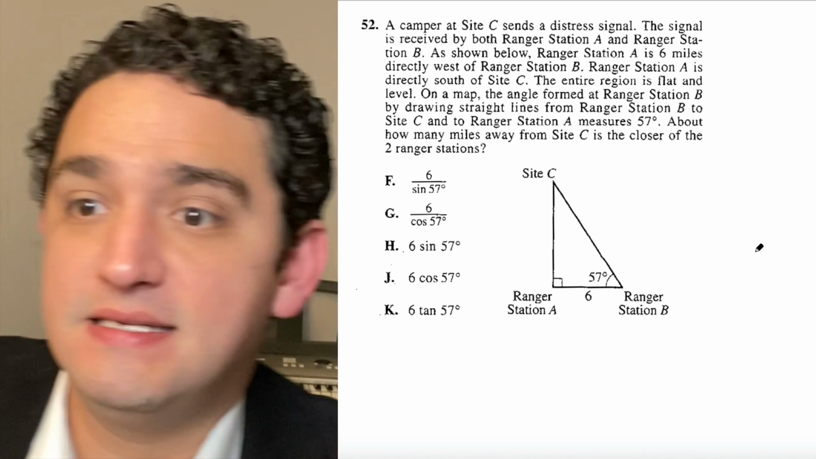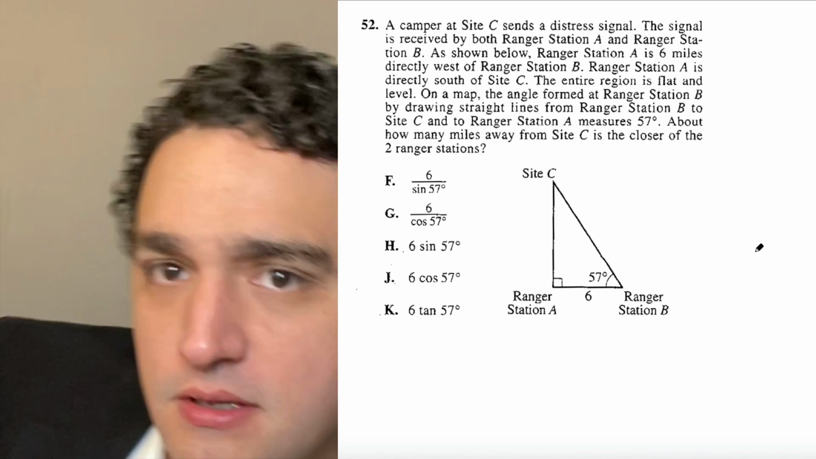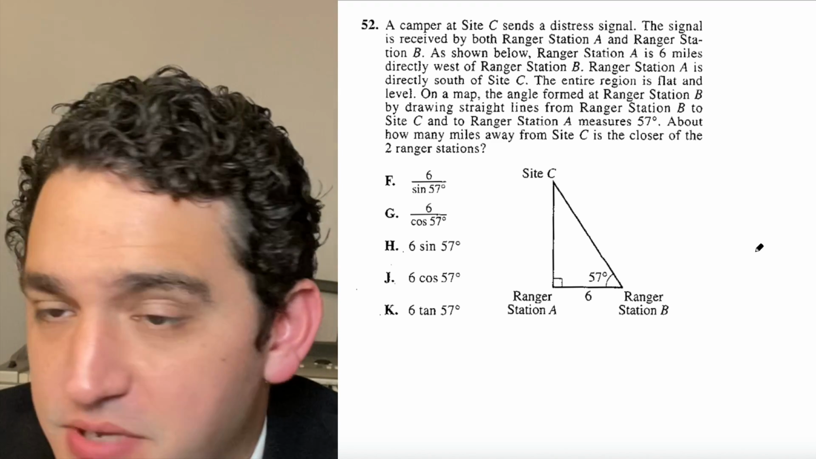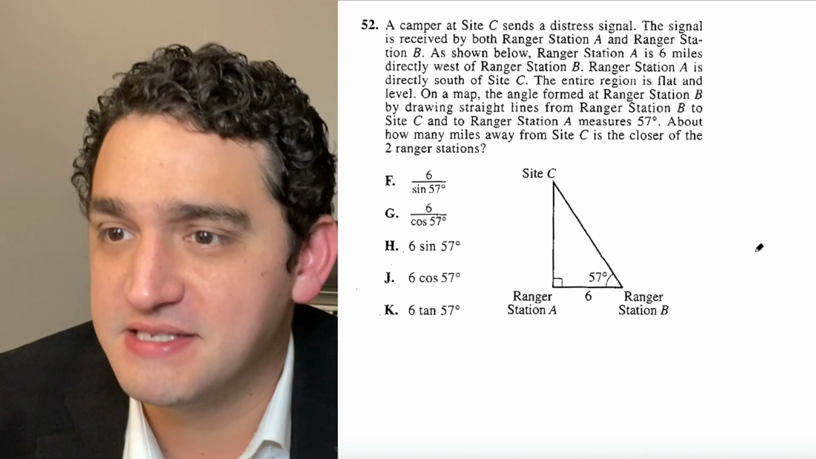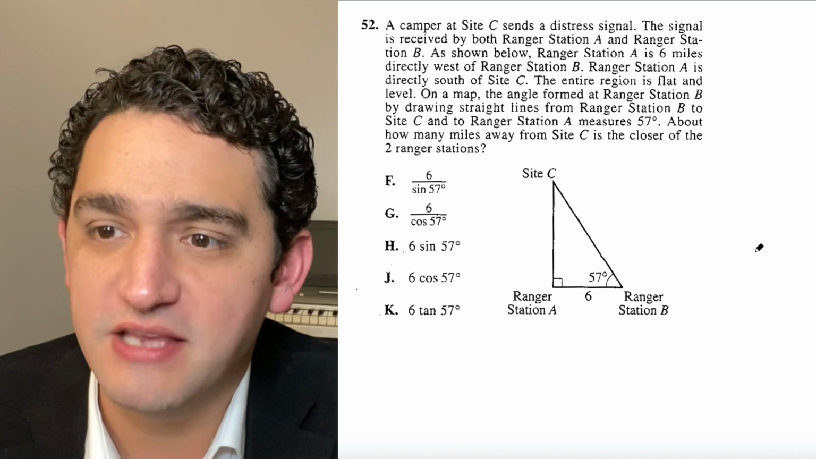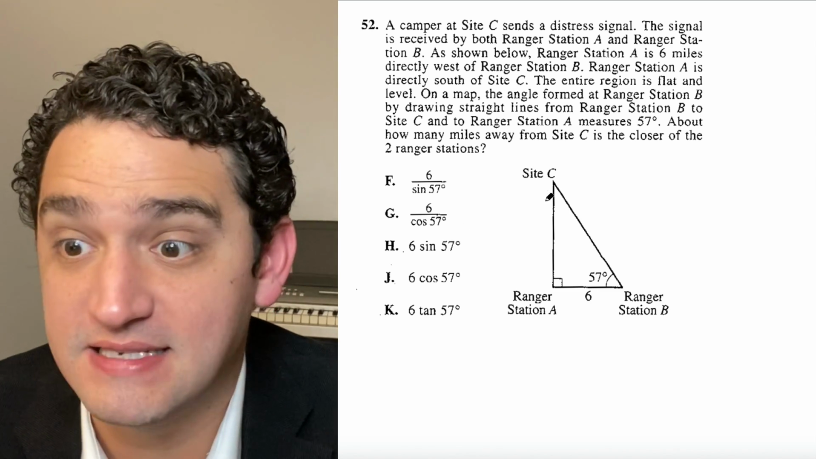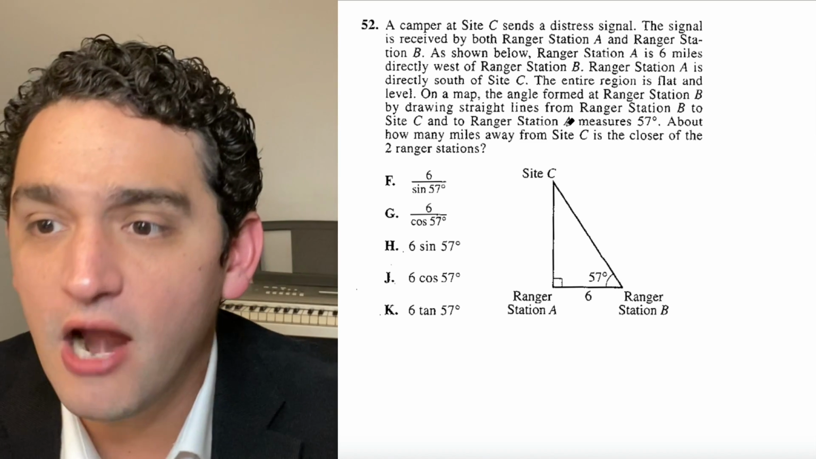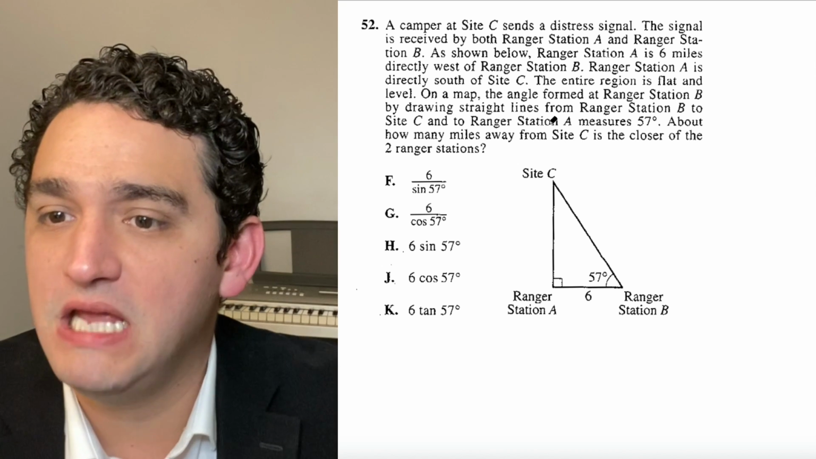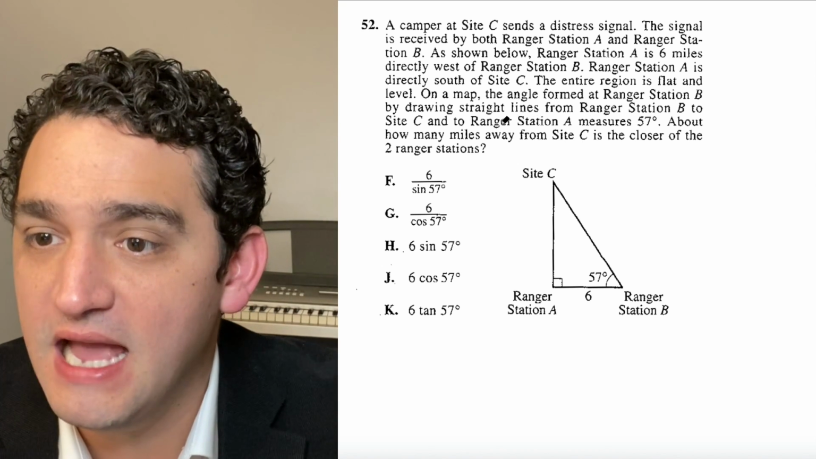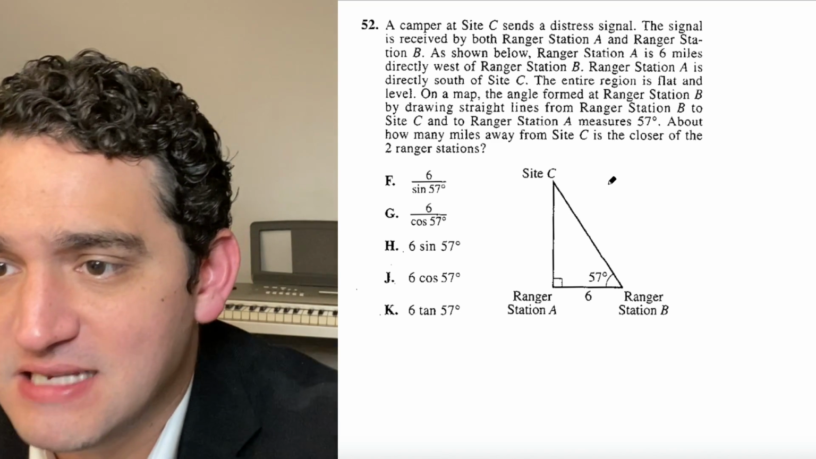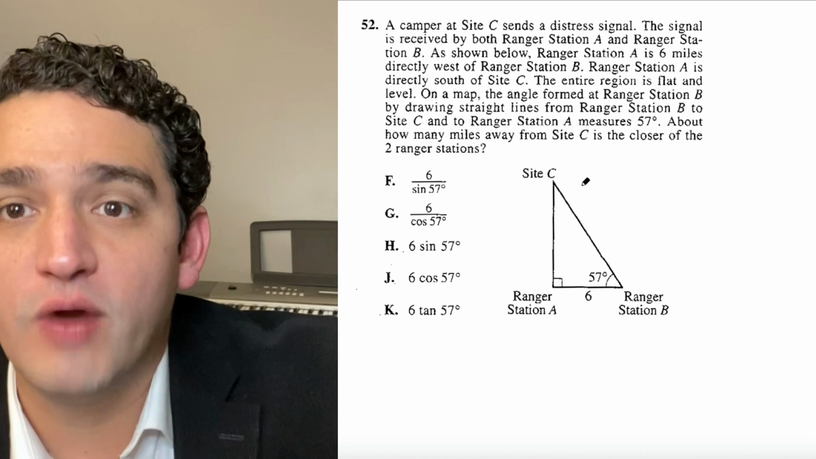A camper at Site C sends a distress signal. The signal is received by both Ranger Station A and Ranger Station B as shown below. Ranger Station A is 6 miles directly west of Ranger Station B. Ranger Station A is directly south of Site C. That's telling us this is a right angle here. The entire region is flat and level. On a map, the angle formed at Ranger Station B by drawing straight lines from B to C and to A measures 57 degrees. About how many miles away from Site C is the closer of the two ranger stations?